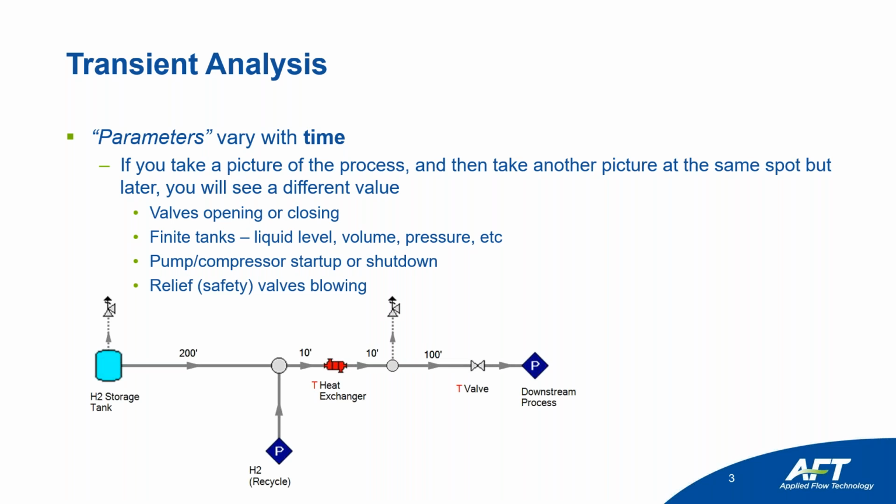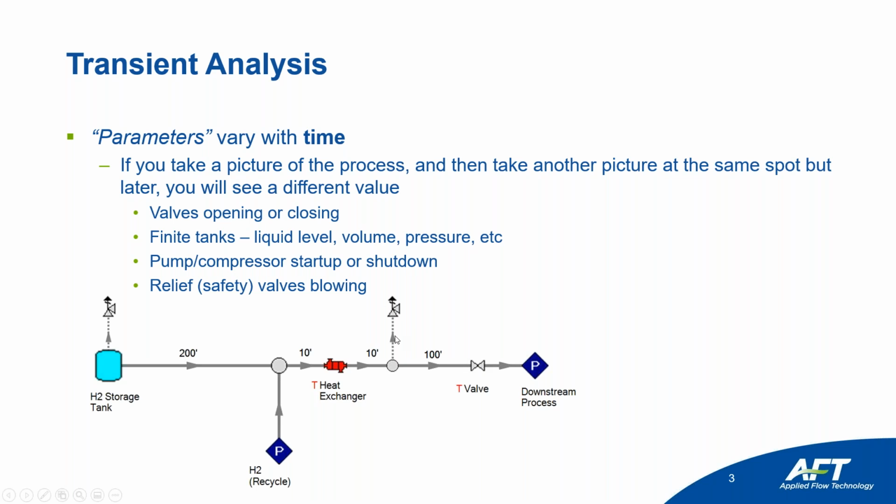during the closing process, right? That's going to be transient. Finite tanks innately are transient because liquid levels will change, pressures will change. Compressor startup or shutdown, same thing would apply to pumps, of course. And then relief valves blowing off. So that's going to, again, naturally be transient because it wasn't open before and now the relief valve is open. We're going to look at what happens in between there.